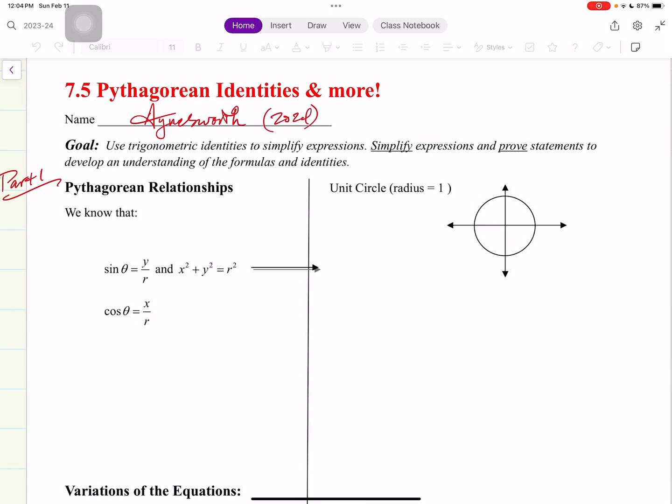Hey, good morning, everybody. We're in section 5 here in AP Pre-Calc, and we're going to be going over some Pythagorean identities and applying more trig. So here we go.